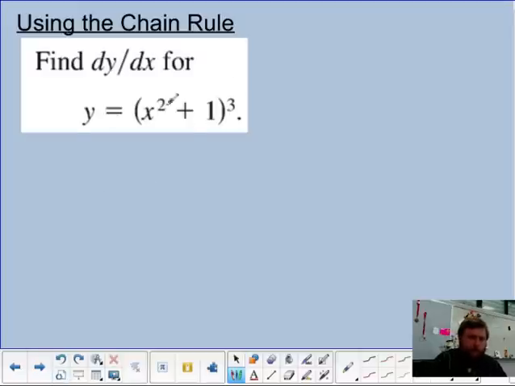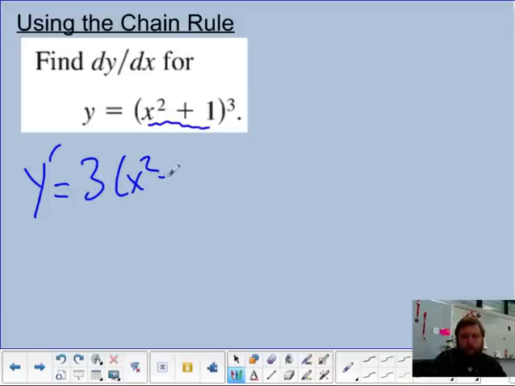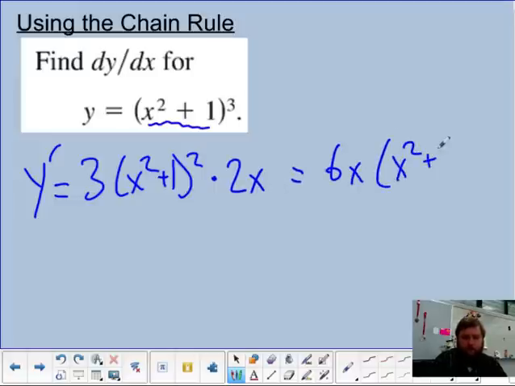I want to find dy dx for y equals x squared plus 1 cubed. So my inside here is going to be this x squared plus 1. I'm going to use that chain rule. I'm going to find the derivative of the outside. So y prime, or dy dx, is going to be, using the power rule, 3 times x squared plus 1 squared. So derivative of the outside, now times the derivative of the inside, which is going to be times 2x. And to clean that up a little bit, I'm going to rewrite this as 6x times the quantity x squared plus 1 squared. And that's my answer.